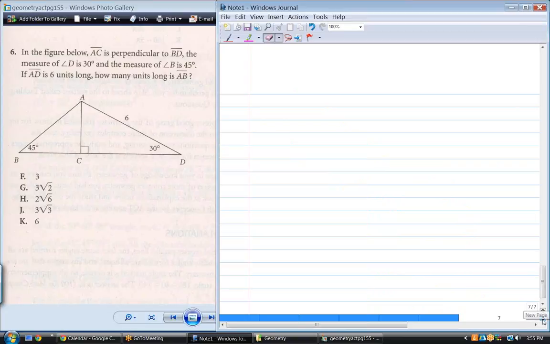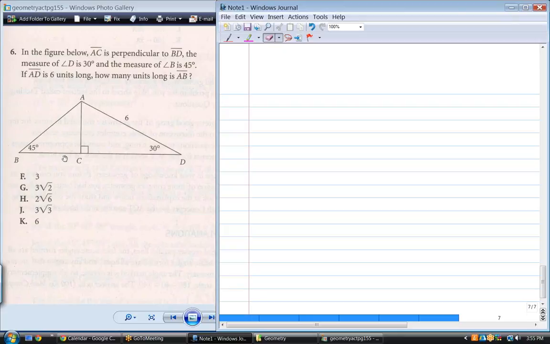All right, let's see. This one says AC is perpendicular to BD. The measure of this is 30. The measure of that's 45. And the measure of that's 6. So basically everything they tell you in the problem is you can see in the picture. And they want to know how long AB is.